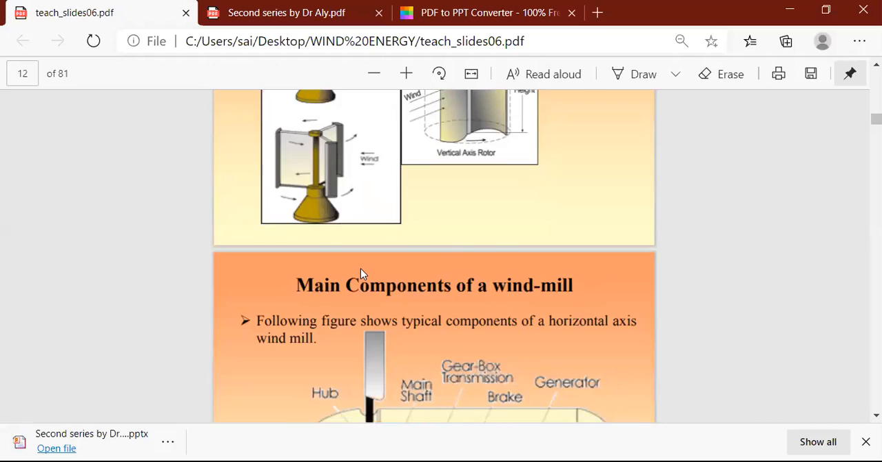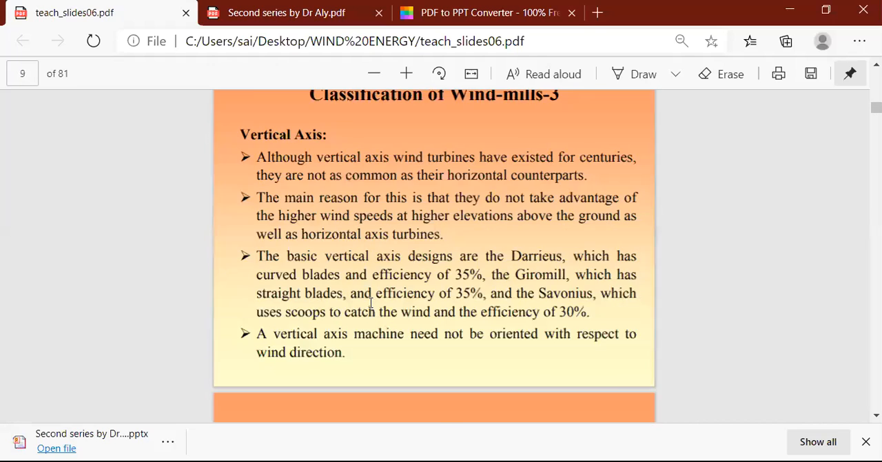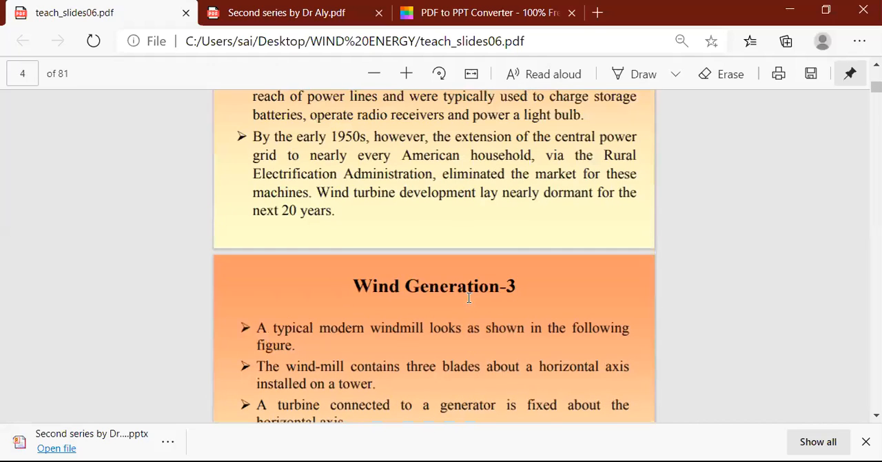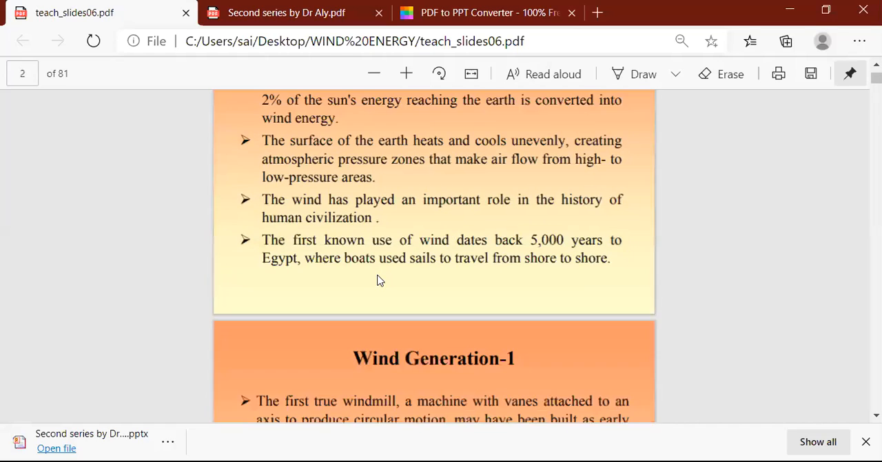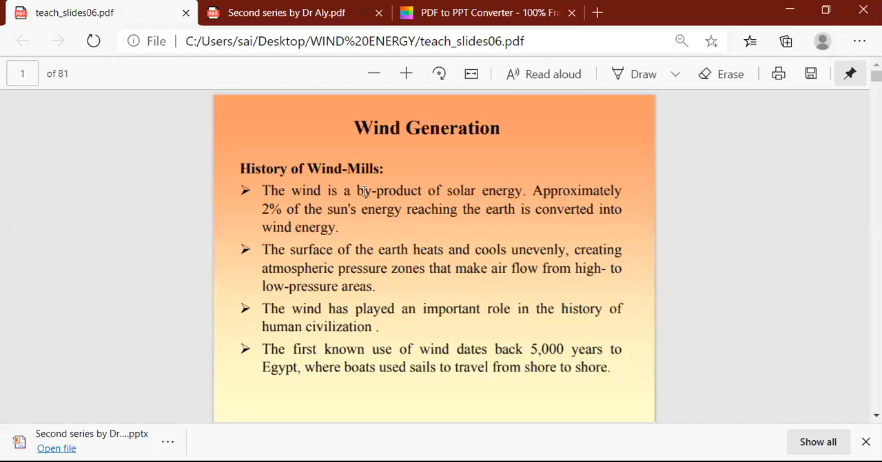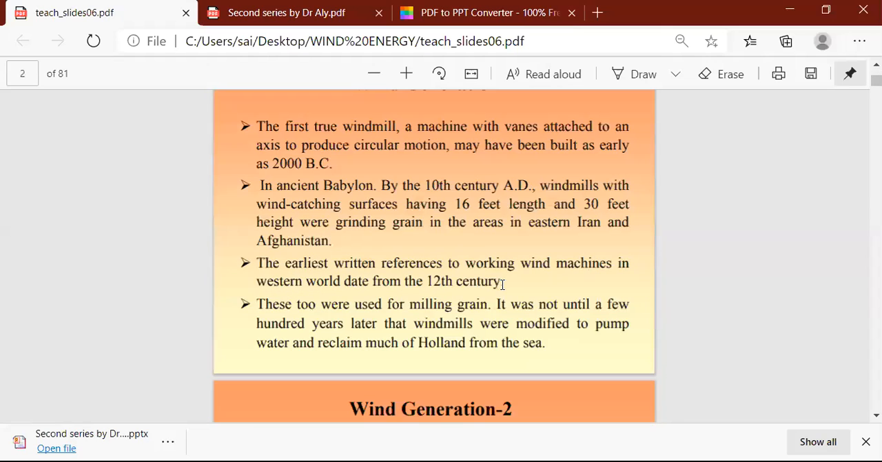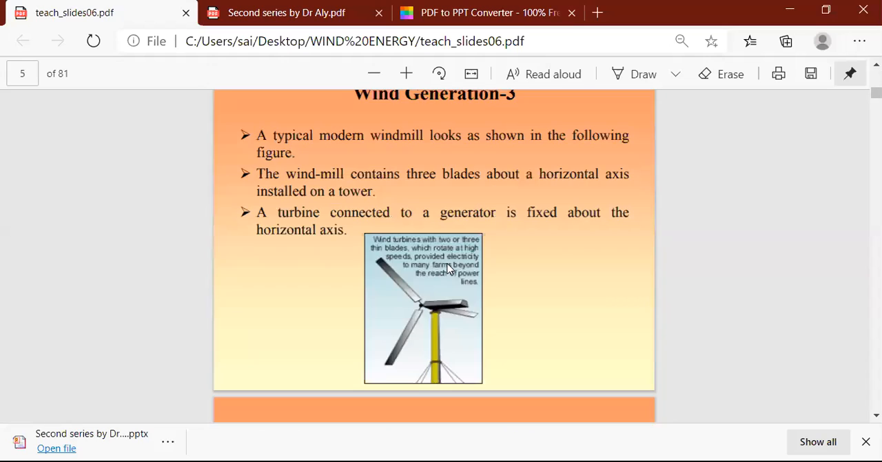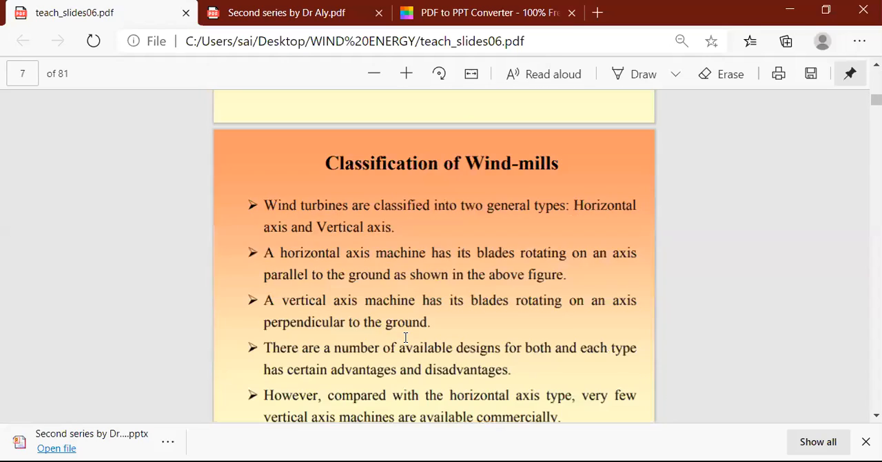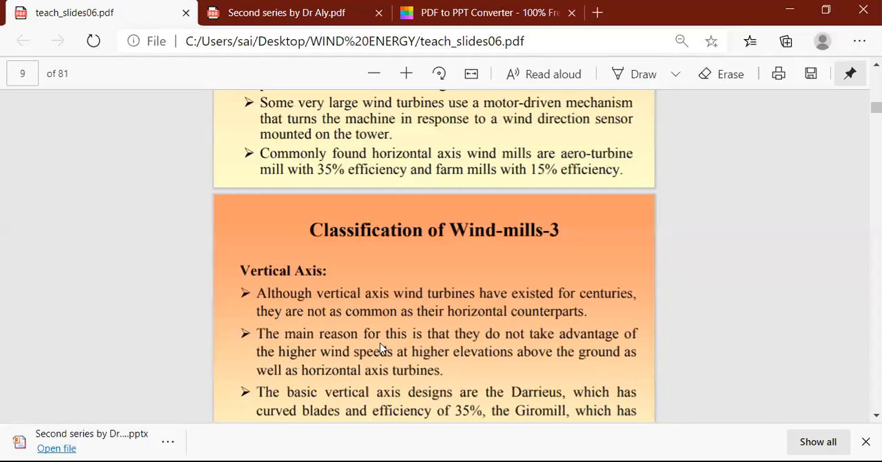Okay, so this is all about the history of wind turbines, then how wind electricity generation is done. This is a byproduct of solar energy. Then we saw the basic two types of wind turbines, that is the horizontal axis wind turbine and the vertical axis wind turbine, and their designs.